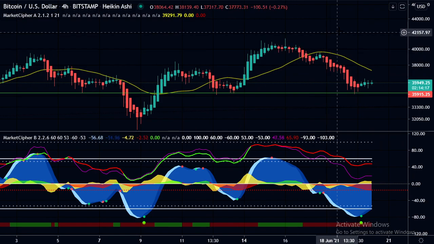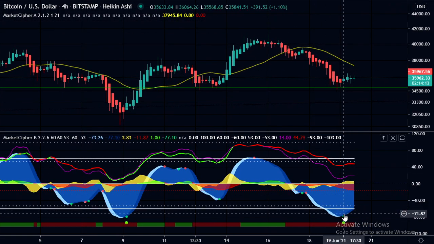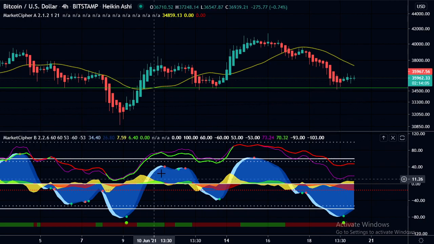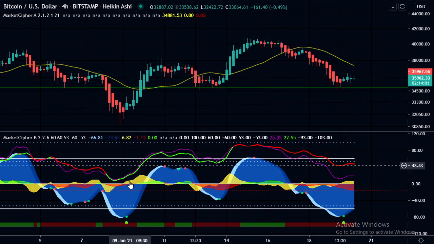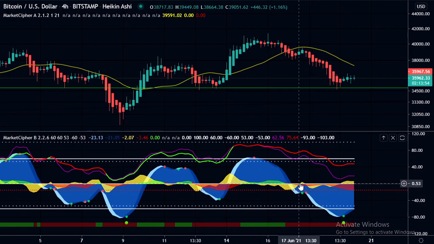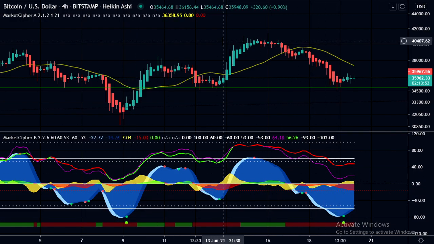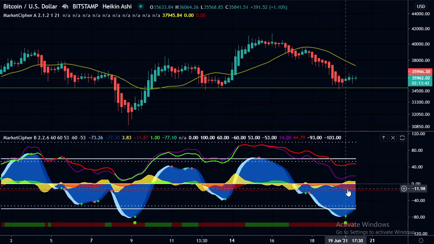And over to Market Cipher. This is on the 4-hour. We can see we did get this green dot here on this previous candle. And we can see on these other occasions here, we did get quite a decent pump after these green dots, especially these larger green dots after these deeper cuts with the blue waves. Money flow has been going into the red and the green, and it's currently in the red.